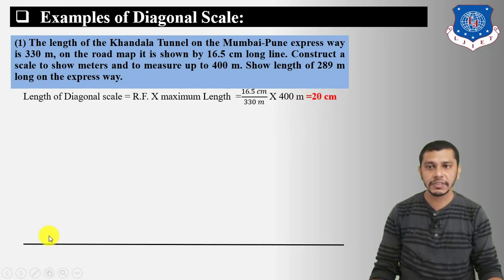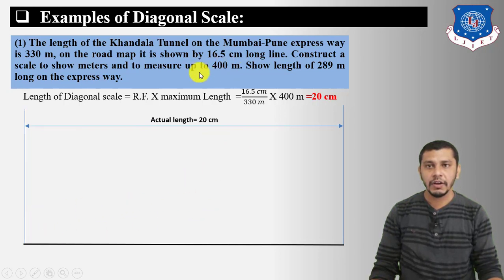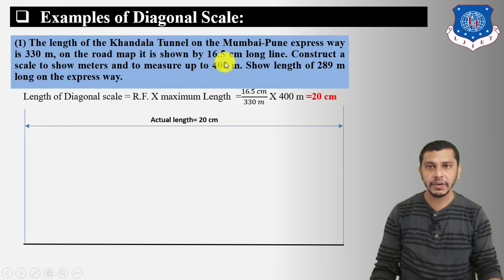So first of all, draw a scale having length of 20 centimeter. So the actual length of the scale is 20 centimeter. Now in this 20 centimeter we have to show 400 meter, and for that we have to divide this scale into equal number of divisions. So we will take a factor of 400, that is 4. So divide this scale into 4 equal parts, marking 0 from here, 100, 200, 300 and 400. So here we have divided 400 meter into 4 equal parts.